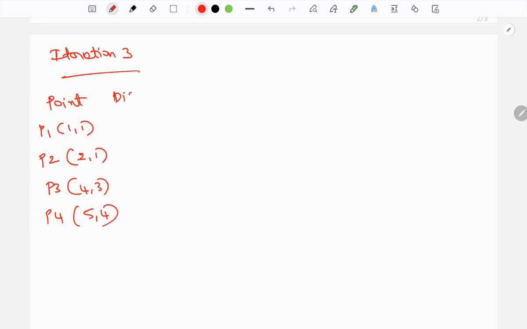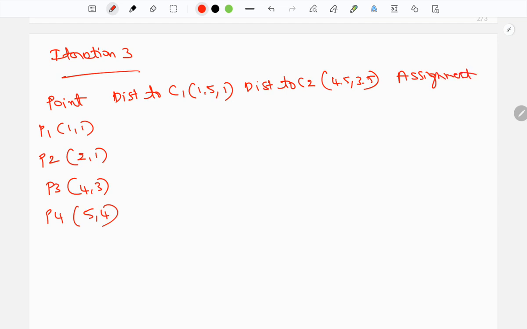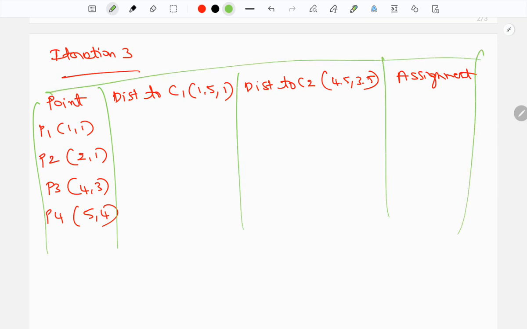And again now we have to write distance to C1. Okay, let me write the subscript here. So distance to C1, now see it is a new centroid, that is 1.5 comma 1. Similarly, distance to C2, we have 4.5 comma 3.5. Now the assignment column. Okay, so similarly we need to compute for all the cases here.